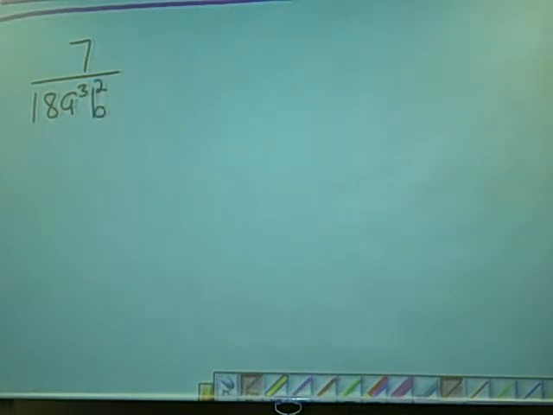Let's try this. We have 7 over 18a cubed b squared minus 2 over 9ab. Okay? All right.